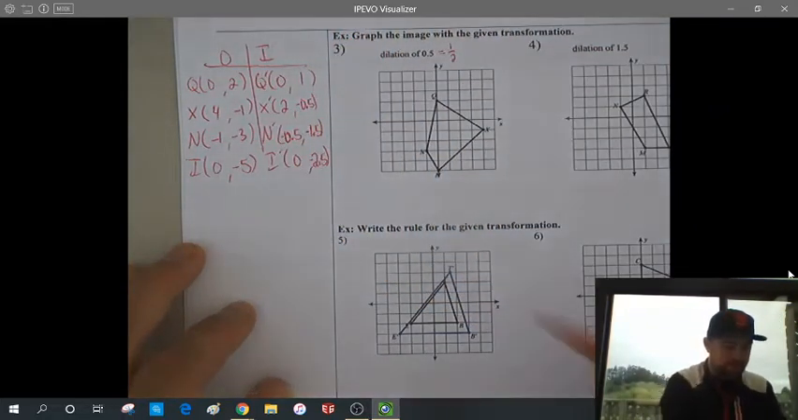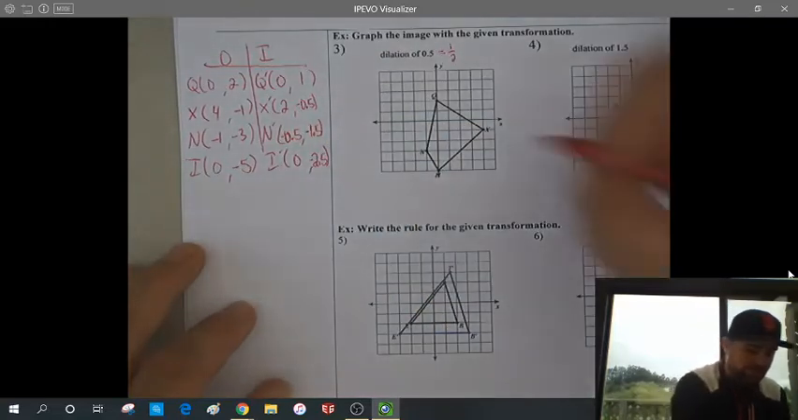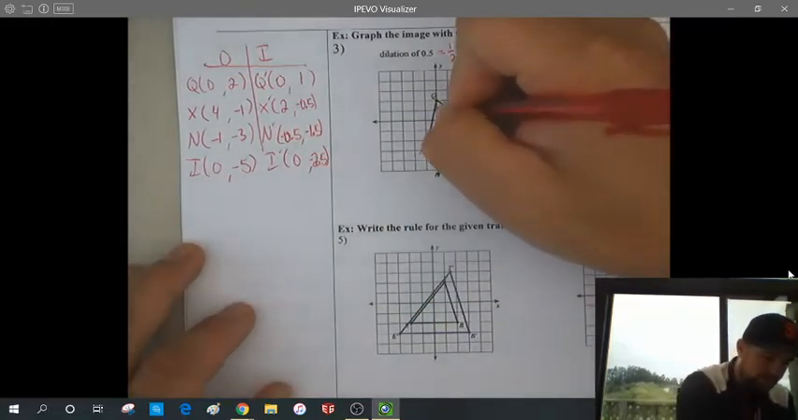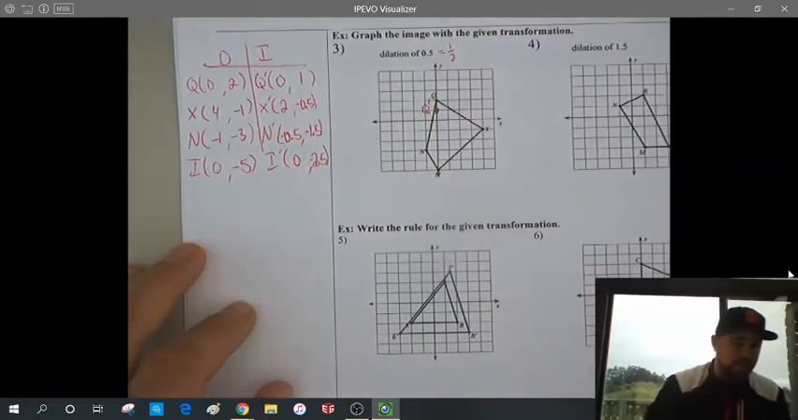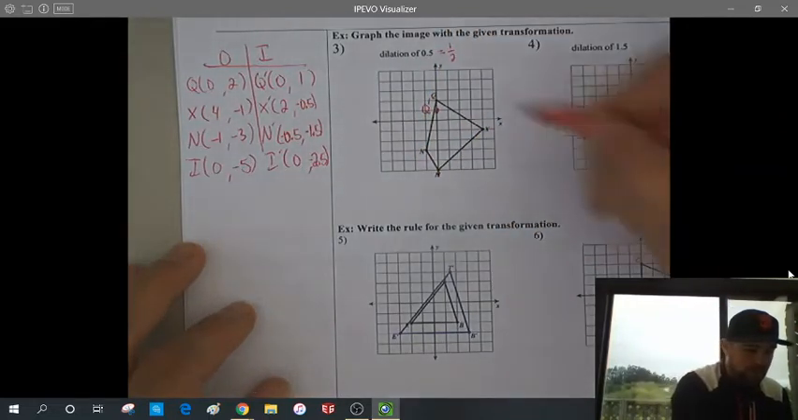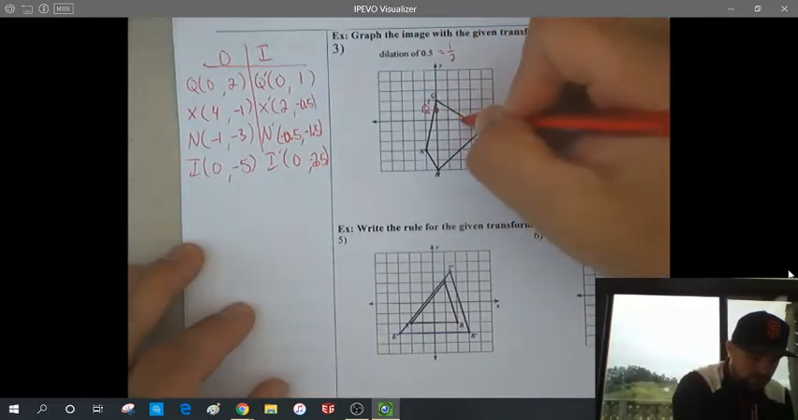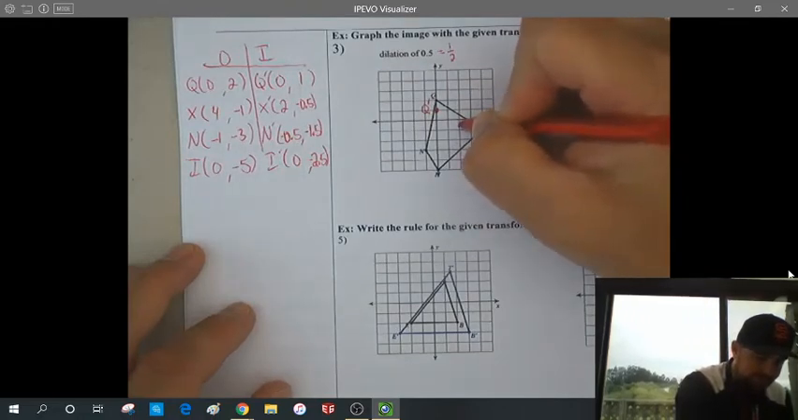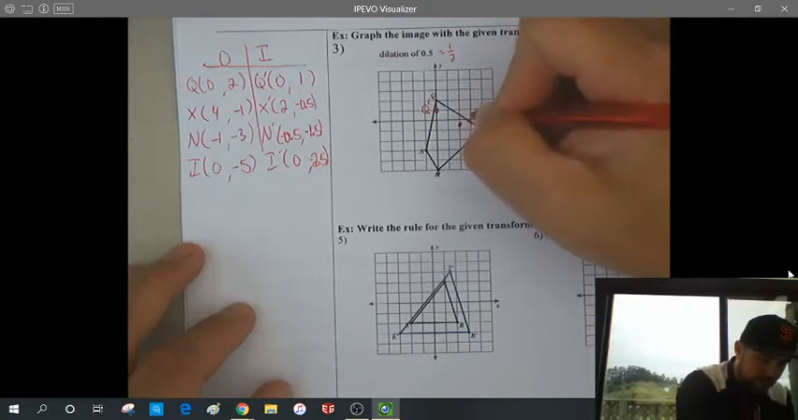Okay, now I can plot those new coordinates. So 0, 1 will be right there. That'll be Q prime. 2, and then -1/2 is halfway down to -1. And that'll be X prime.